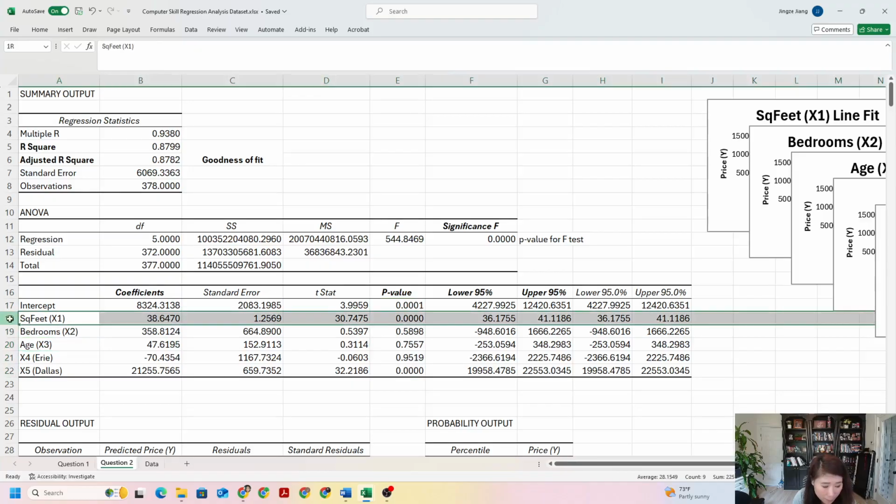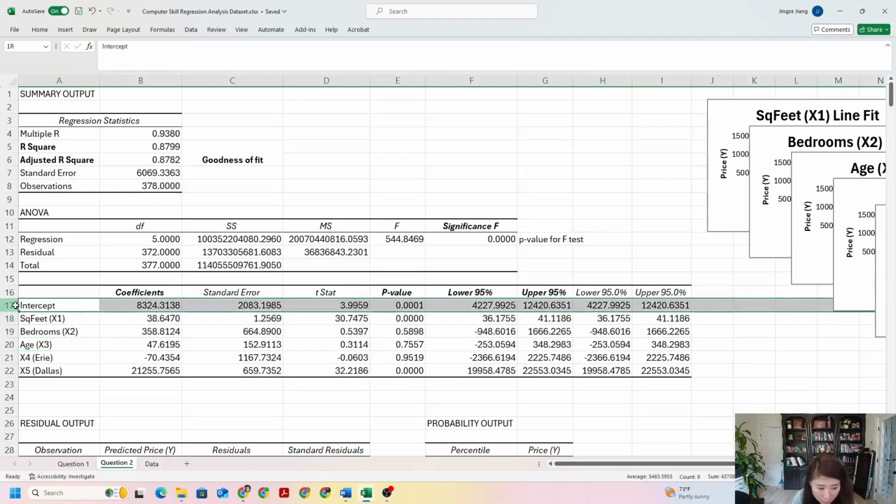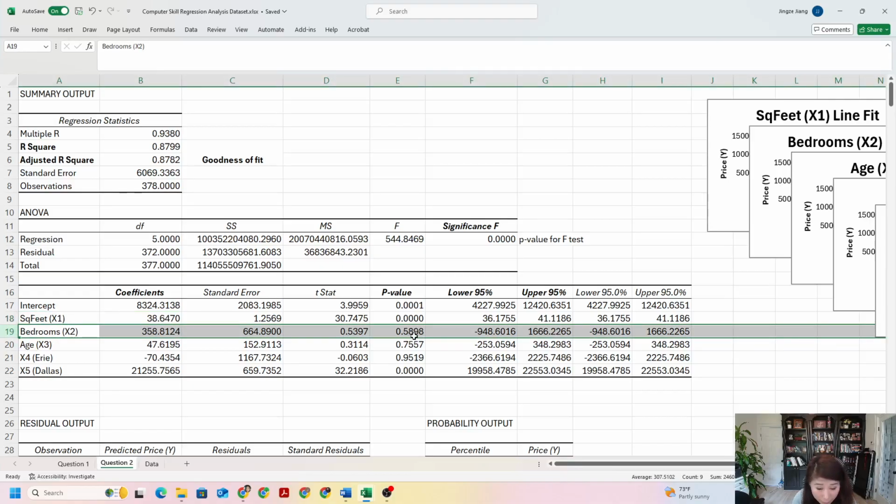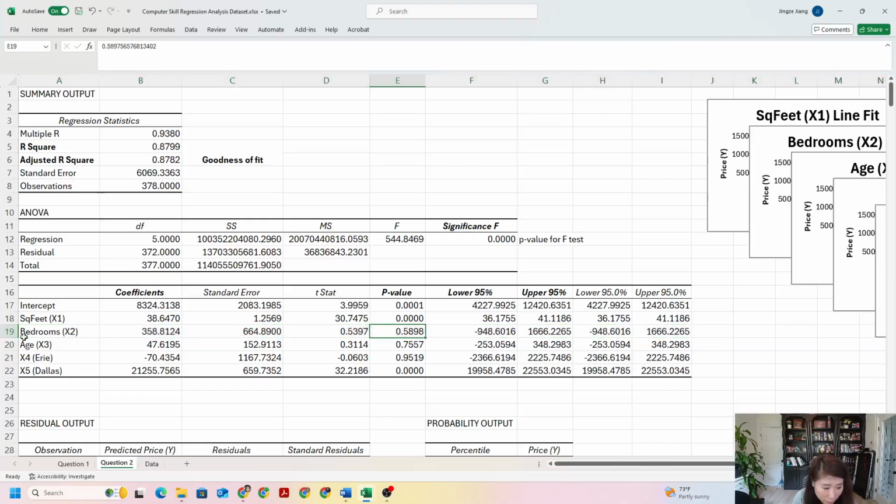In the first row, we have the p-value that tests my intercept, whether it is significant or not. Correspondingly, the second row's p-value is used to test the significance of my B1, basically the relationship between x1 and my y variable. And the third row, 0.5898, is the p-value we will use to test the significant relationship between the bedroom and the house price. You can understand the rest of the p-values. So here is where we find the p-value for the t-test.